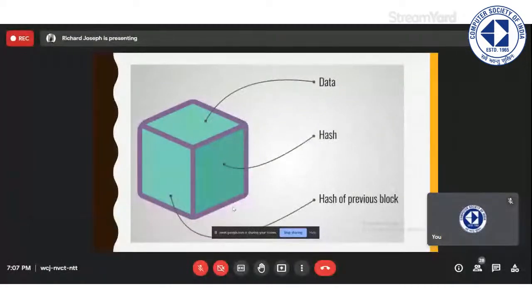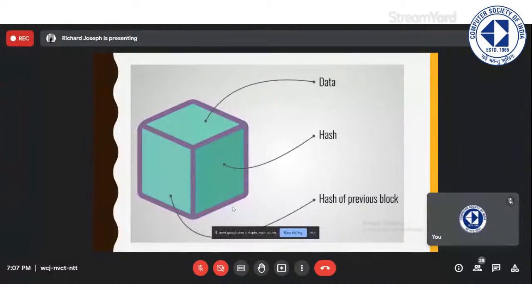The data stored in a block depends on the type of blockchain it is. For example, if we're taking a Bitcoin blockchain, the stored data is the details about the transactions. For example, the sender, receiver, and the amount are stored in it.